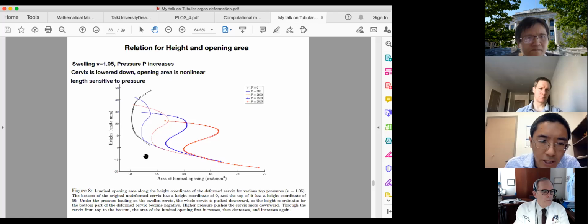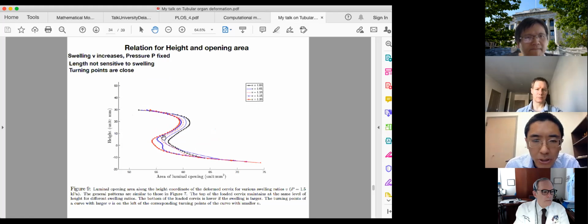The height and also the area of the luminal opening, you can see, and different colors are for different pressures. If the pressure is big, then the top is very low. The pressure will make the cervix go downward. And the area of the cross sections along the height is also different. Somewhere the lumen area is big, somewhere it's small. It's changing non-linearly. You can see it's S shape.